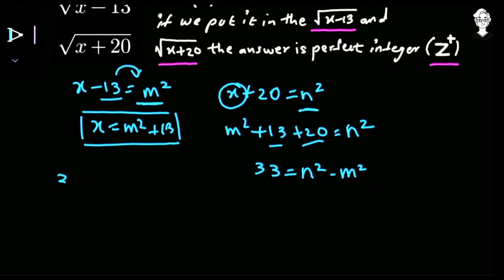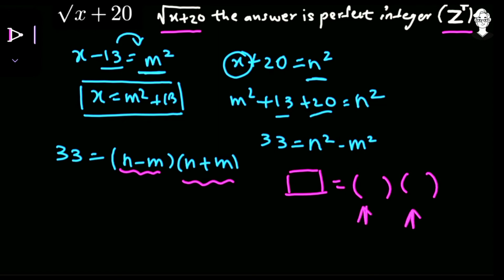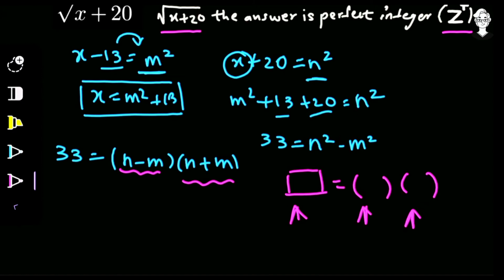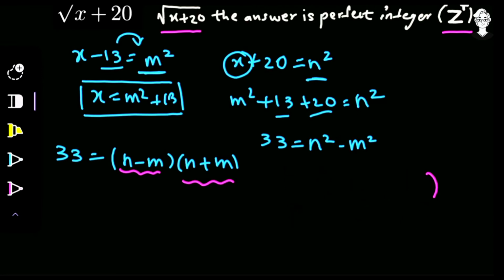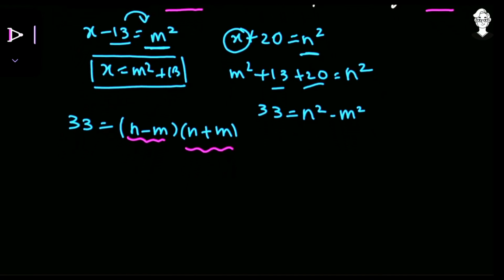Now 33 equals n² − m², which means (n − m)(n + m). So 33 equals (n − m)(n + m). If a whole number has been given and it has been expressed as the multiplication of variables, those variables are factors of that whole number. So here also, 33 is the whole number given and it has been factored as (n − m)(n + m). So let us factor out 33 and compare those factors with n − m and n + m. I can say 33 can be factored in two ways. Let it be case 1 over here and case 2 over here.